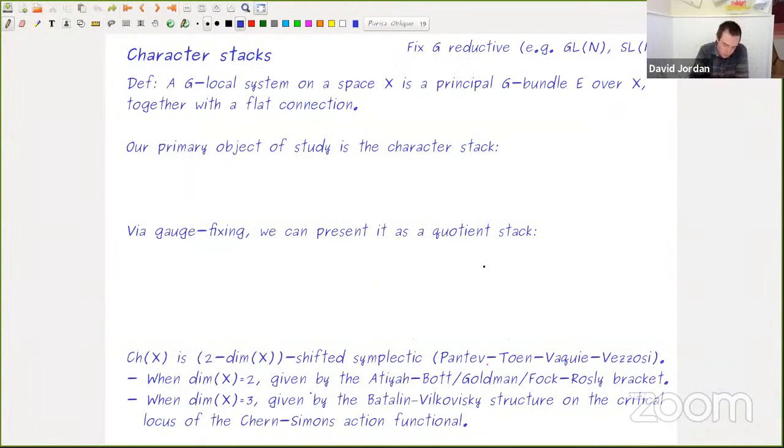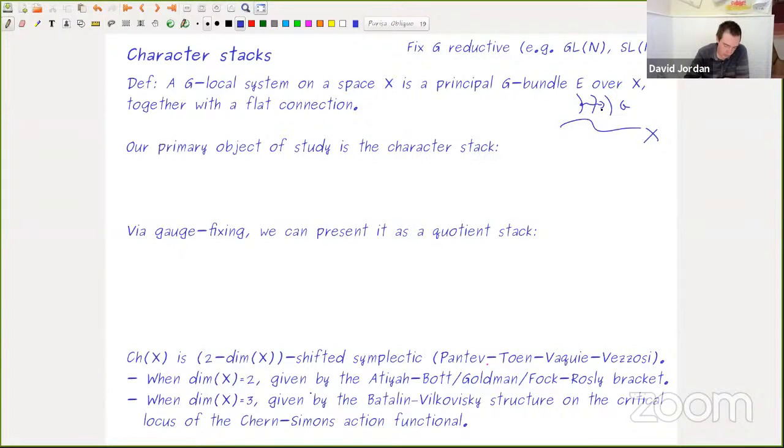Right, so the basic geometric object that we want to study is what's called a G-local system. So we have some space, typically a manifold X, and we fix a reductive group G. And a G-local system is just a principal G bundle over X. So maybe here's X, and then the fibers of this thing are all G, non-canonically identified with G. And then we have one more bit of data, which is a flat connection. So the different fibers, we have a way of identifying fibers and lifting paths.